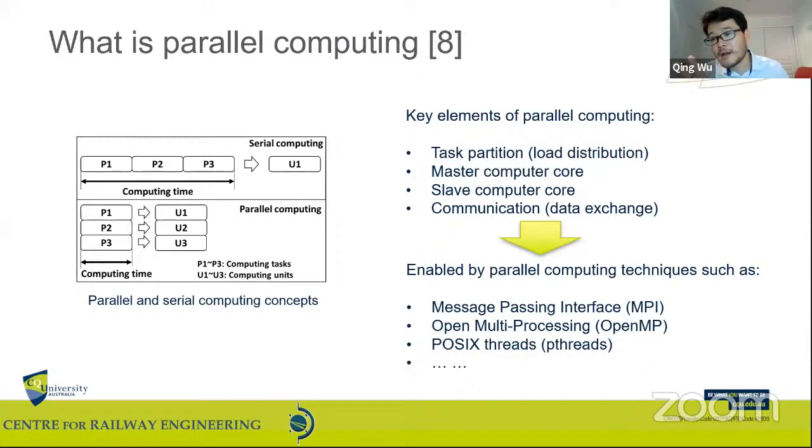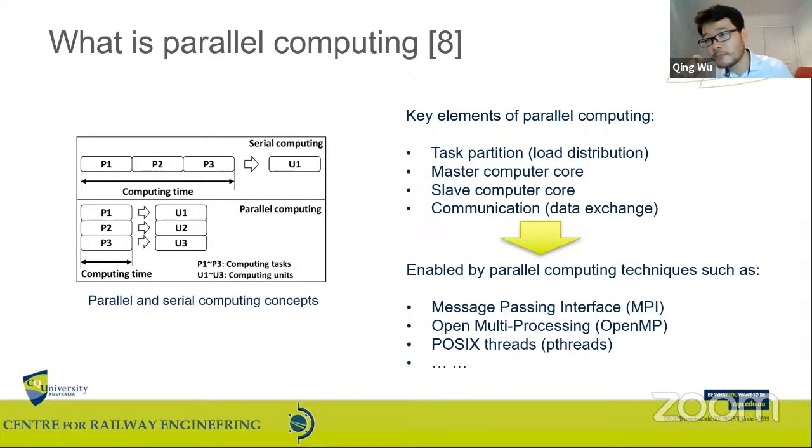tires. If we have four computer cores, then okay, computer one, you do modeling of tire one, computer two, you do tire two, computer three. But first we have to divide those computer tasks, clearly define them. Then in parallel computing, we usually use one computer core to coordinate all others. Like you have to have a boss to tell you, okay, computer core one, you do what? Core two, you do what?